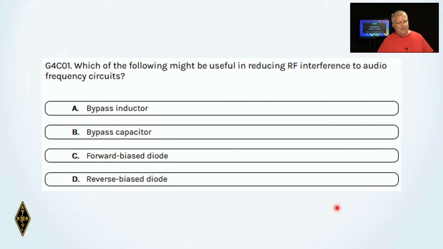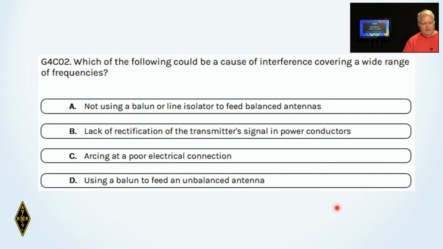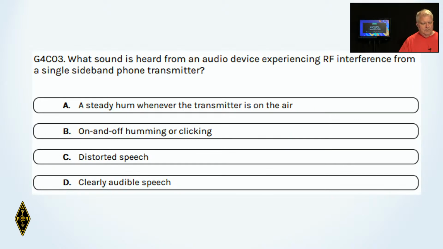Which of the following might be useful in reducing RF interference in audio frequency circuits? Bravo. Yep, the RF bypass capacitor. Yes, indeed. And which of the following could be a cause of interference covering a wide range of frequencies? Charlie. Yep, arcing. And what sound is heard from an audio device experiencing RF interference from a single sideband phone transmitter? Like a telephone? Charlie. Yep, distorted speech.